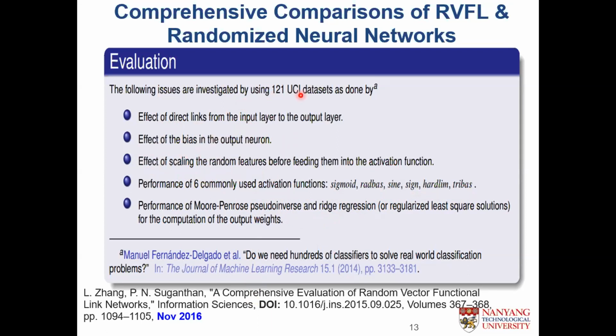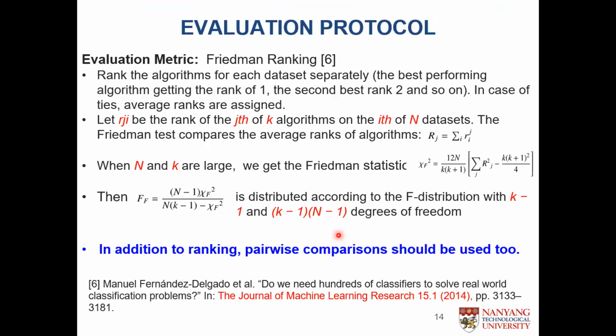So this is actually the first work to compare all these randomized neural networks. These methods were proposed from 1992 to 2004. ELM was proposed in 2004, RVFL in the 92-93 period. So until we did this comparison in 2016, there was no such comparison. And we made use of Friedman ranking, critical difference CD, and so on.